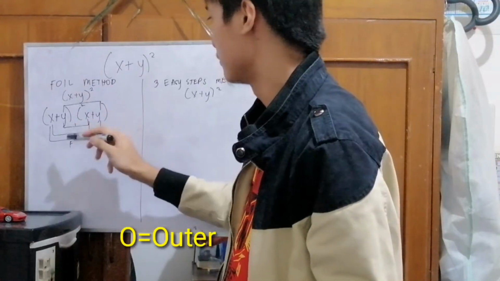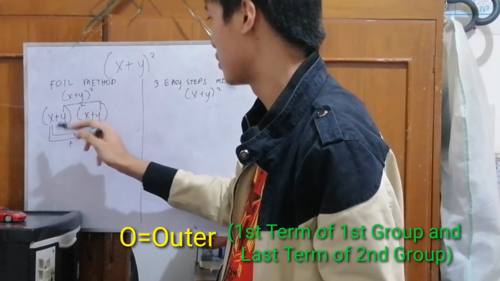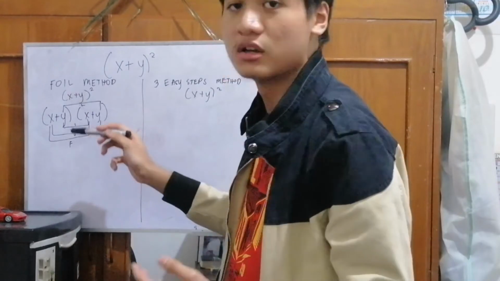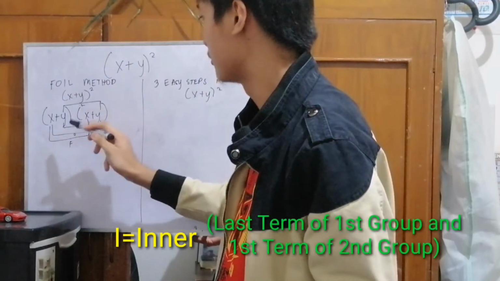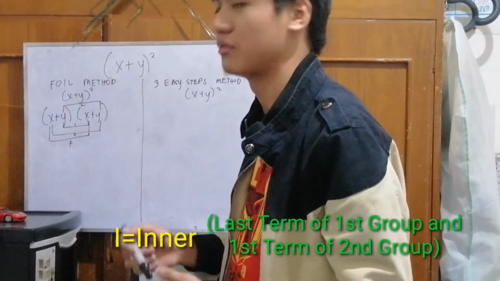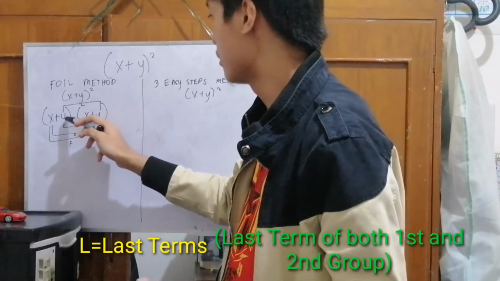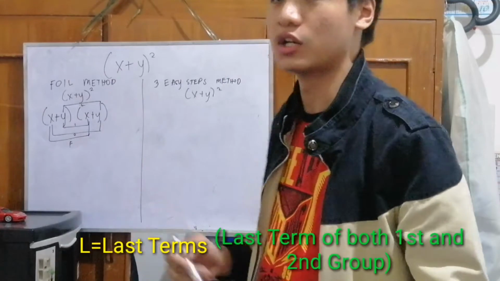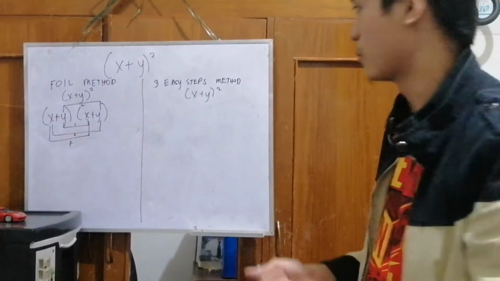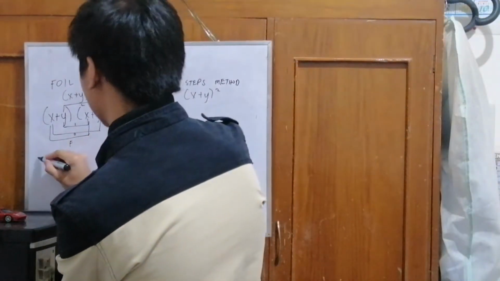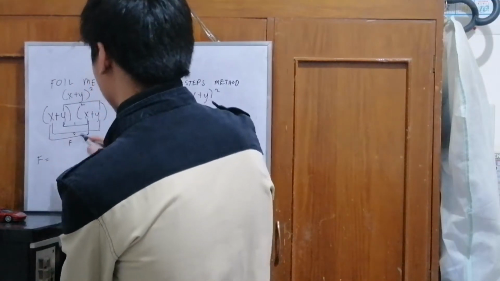Now for the outer, that is the first term of the first group and the last term of the other group. For the inner, we have the last term of the first group and the first term of the other group. And the last, that is last to last, or the last term of the first group and the last term of the other group. Now we're going to solve them one by one. Of course, we have to start with letter F. Now, what is in F?